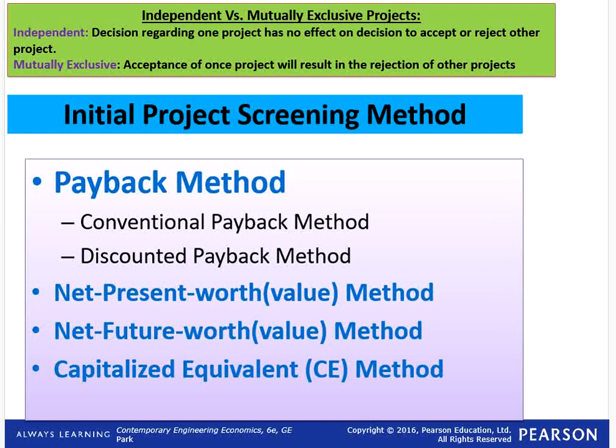One was the payback period method, and under the payback period method we have the conventional payback method and the discounted payback method. In the conventional payback method, when we have a uniform cash flow, we simply divide the initial investment by that one. Or if we have uneven cash flow, then we have to calculate the cumulative cash flow until we reach the positive cumulative cash flow, and then we had the discounted payback method.